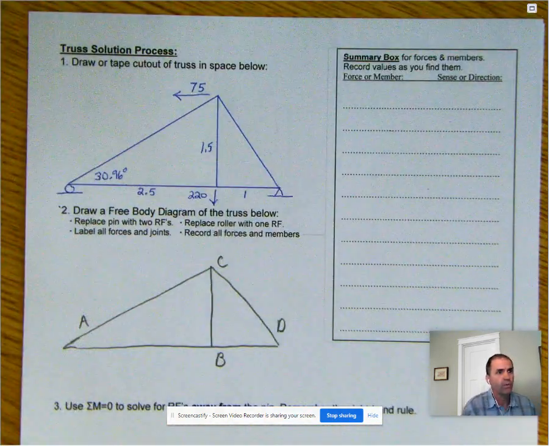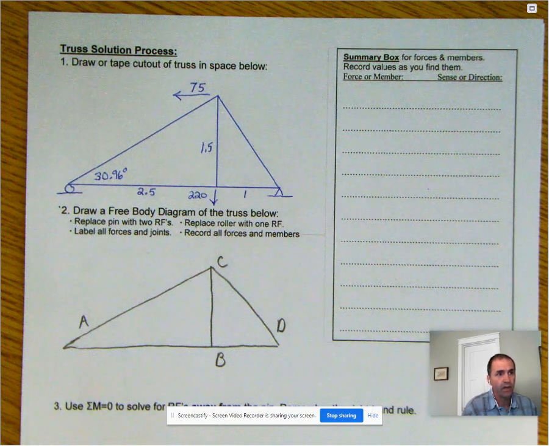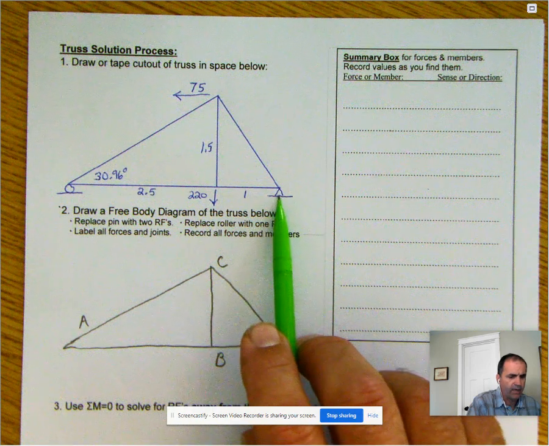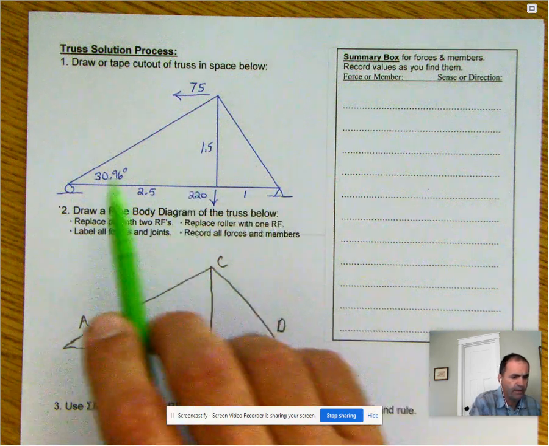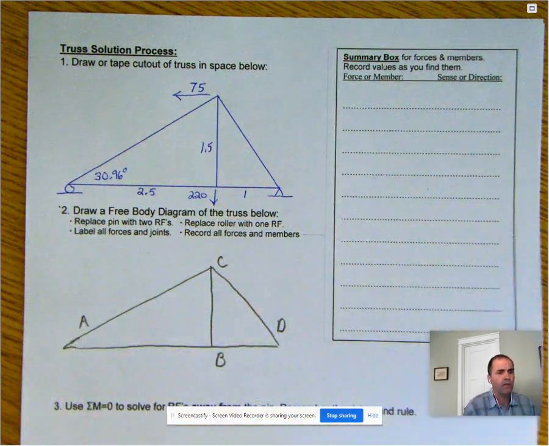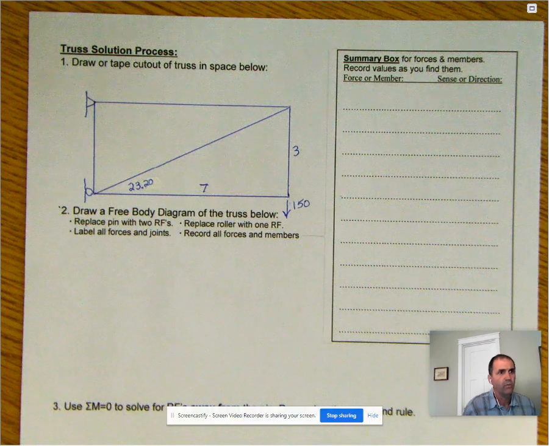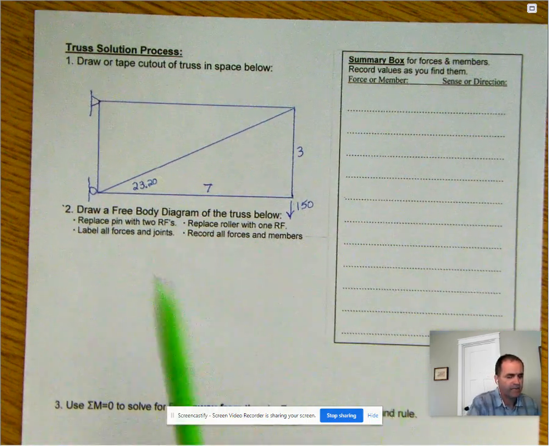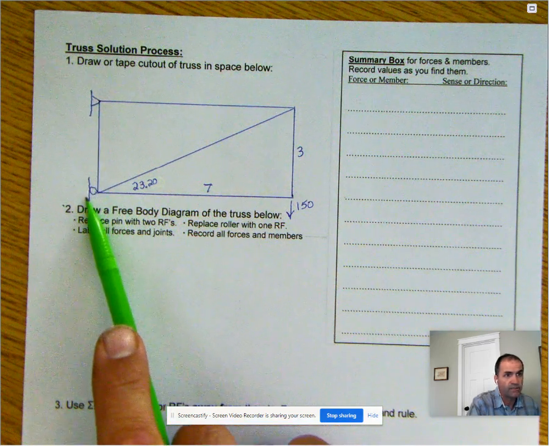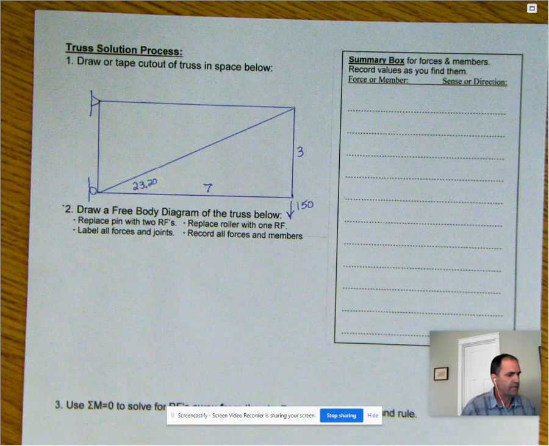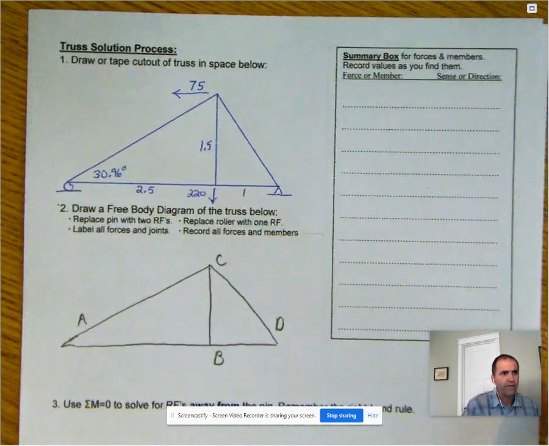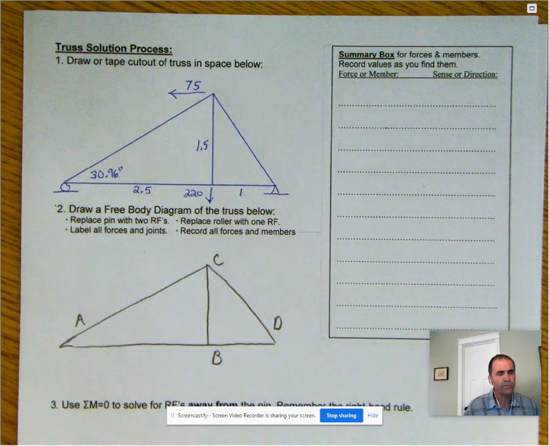Your second one will look like this, with 5 total members and a pin and a roller, and your final one will look like this. It's kind of like a wall-mounted thing because there's a pin on the side and a roller on the side. Okay, for illustration purposes, we're going to take a look at this one, and we will start with that guy.